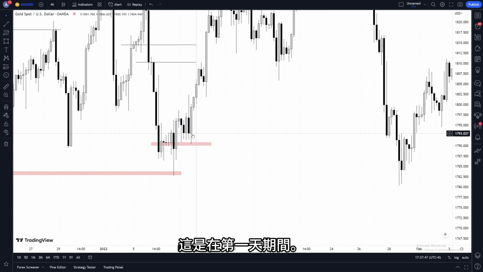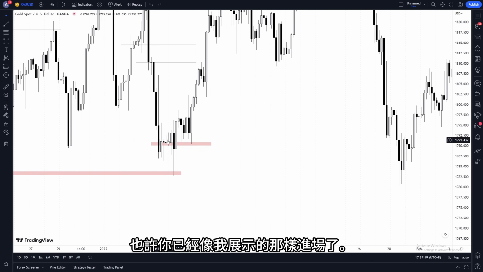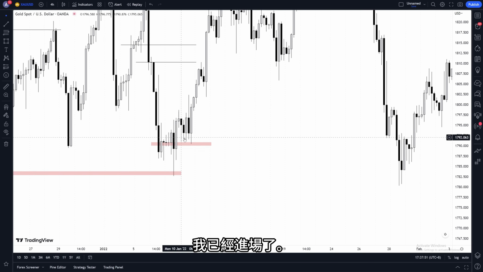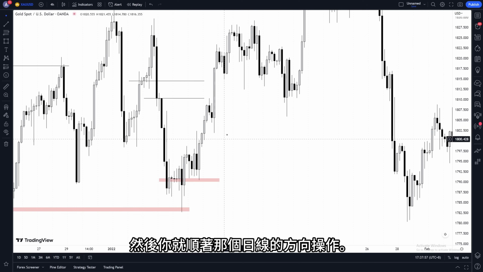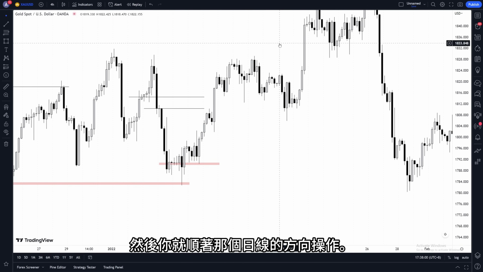See, this is during the first day. Daily comes in. Maybe you already enter it like I showed you. I already have, I have done this. I have a screenshot of this for proof as well, right? And then price goes up, okay? And then you're just going to play in the direction of that daily.